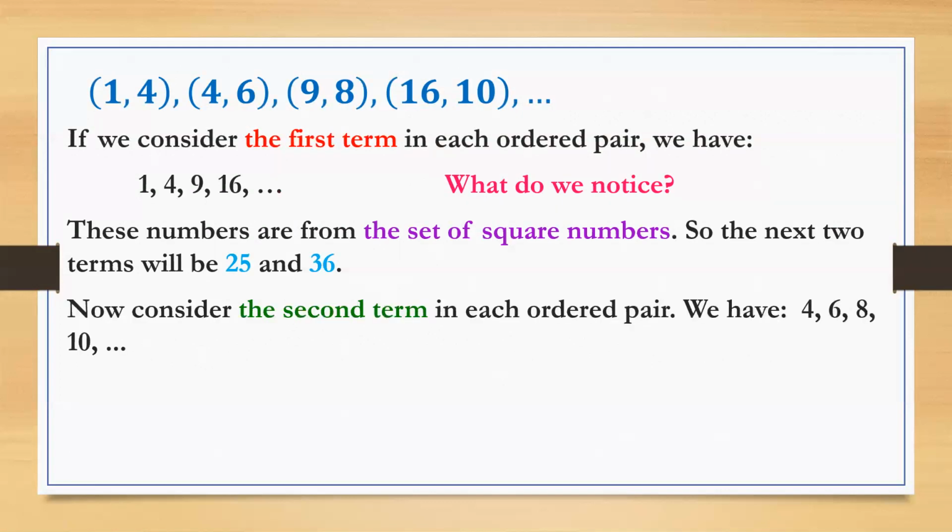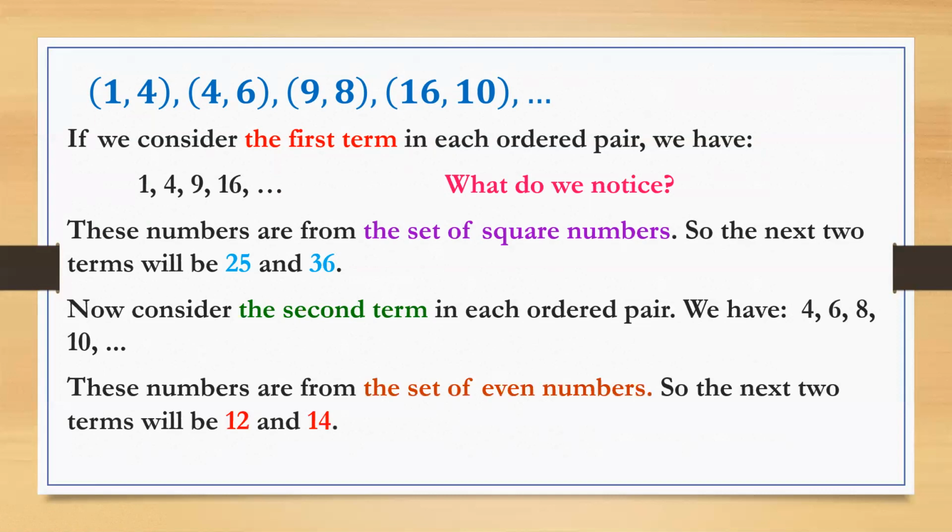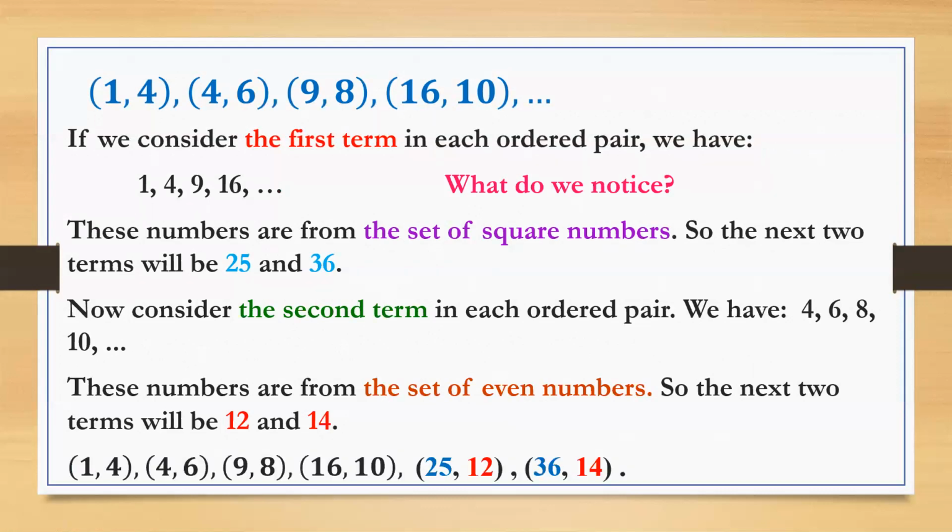Now we consider the second term in each ordered pair. So we will have 4, 6, 8, 10, and so on. Here we have a set of even numbers, or we can also say that we add 2 to get the next term. So the next 2 terms will be 12 and 14. To complete the given sequence, we will have (25, 12) and (36, 14).